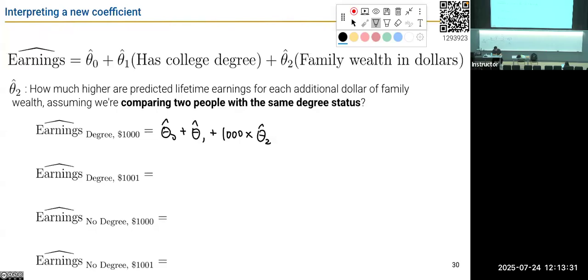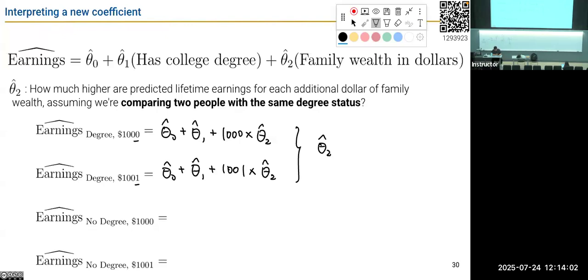What about if the person has $1,001 and also has a degree? Same two terms, but here this is 1,001. So the difference between these two predictions, where the only thing that's different for these two people is this $1 in family wealth, is just a single theta 2 hat.